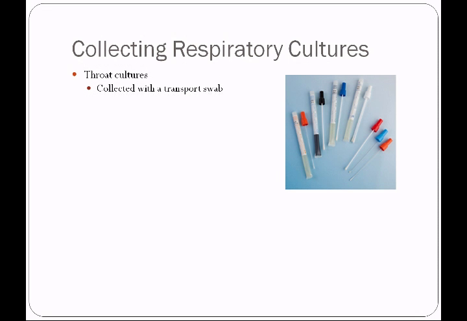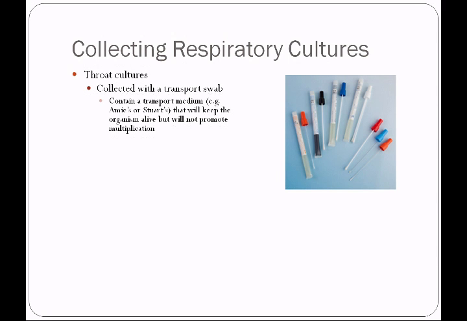Throat cultures are collected with transport swabs, and you can see there are a variety of different transport swabs in this image. It's very important that you know properly how to use these transport swabs, because if they're not used properly, they will be rejected by the lab and you'll have to collect another specimen.